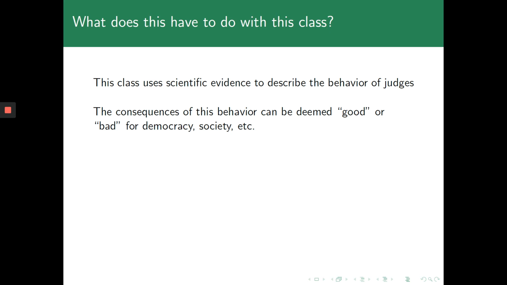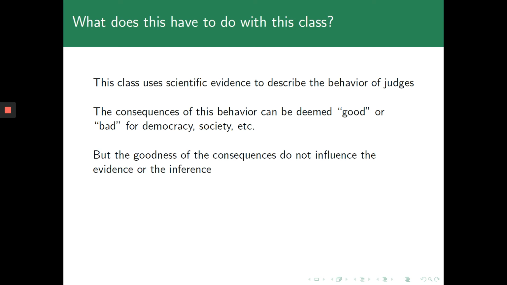The consequences of the behavior that we're going to describe in class, so for instance, ideology influencing votes, you can decide for yourself whether that's good or bad, whether it's good for democracy or bad for democracy, whether it's good for society or bad for society, good for the judiciary, bad for the judiciary. All right, that is a personal moral judgment. However, that personal moral judgment has no reflection on whether the evidence is accurate, whether the inference is accurate, or anything like that. So that's a very important takeaway from today's lesson.